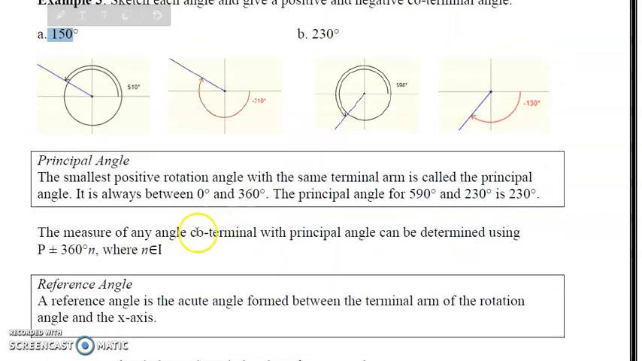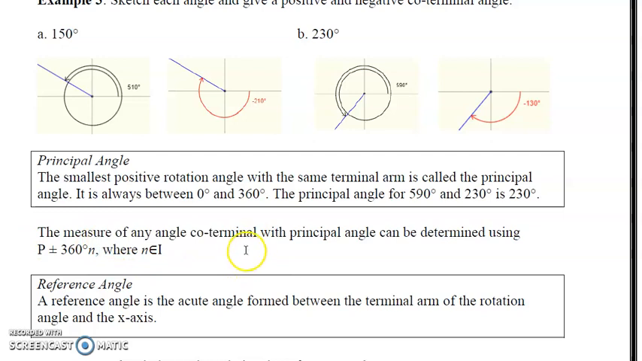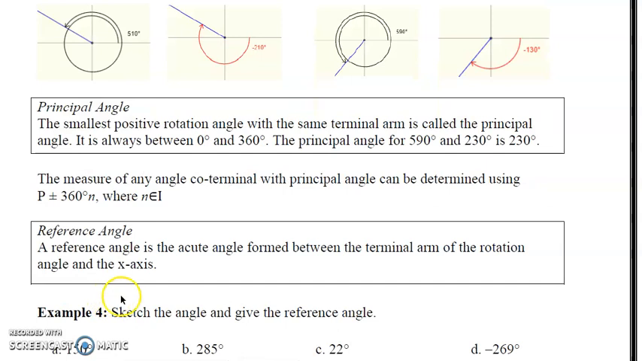Okay? So again, there's a little formula for that. The measure of any angle coterminal with a principal angle can be determined by taking the angle and adding or subtracting 360n, where n is an element of the integers. So 360, 720, 1080, and in the opposite way as well.